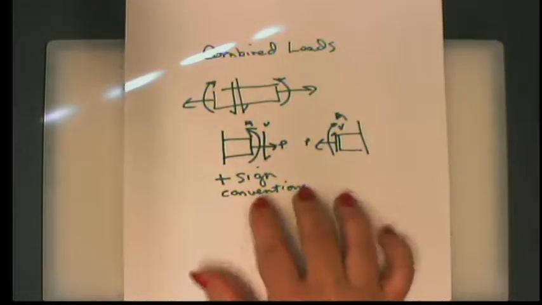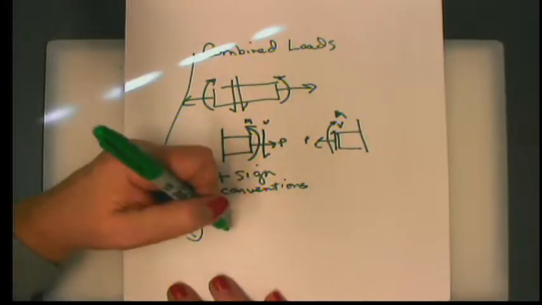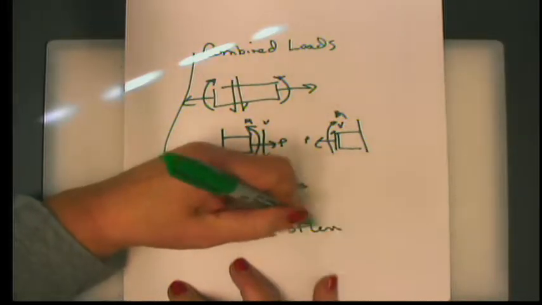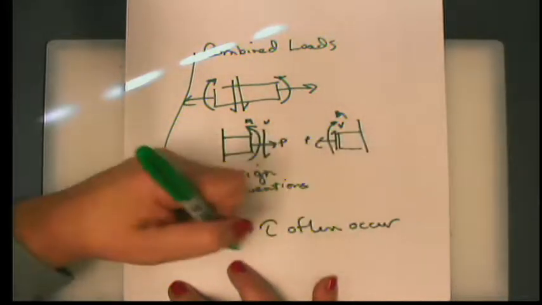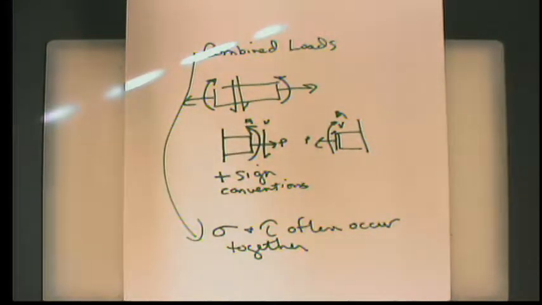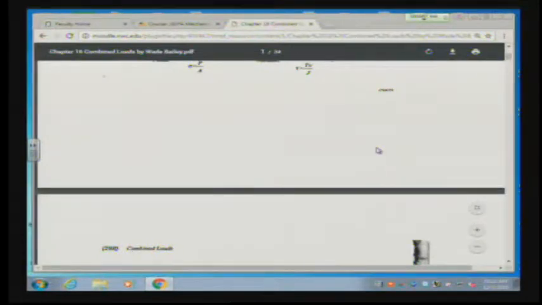But when we talk about combined loads, what we're really talking about is sigma and tau often occur together. In other words, we may have more than one load that we apply to a structural member, and due to that, we're going to have both sigma and tau, and we can have sigma from a couple of different sources, as you can see here, and it's split between two different pages, so it might be easier if we, well, I'll just talk about it this way.